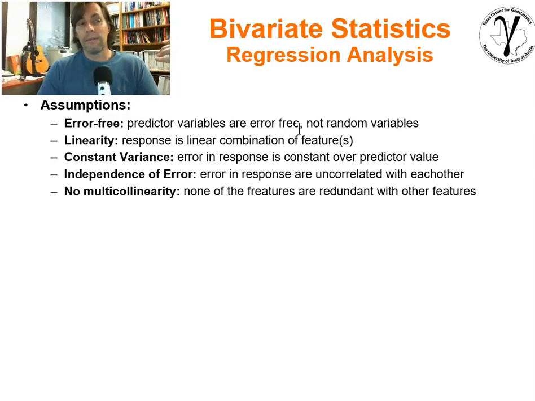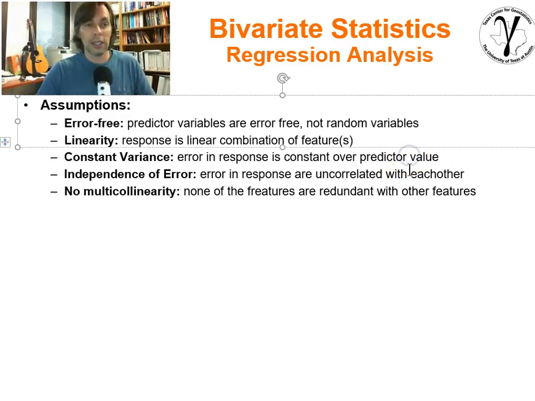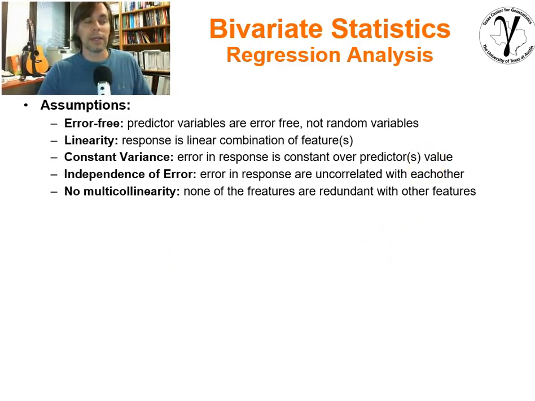Constant variance, that is homoscedasticity. The error in the response is constant over the range of predictor values. So it should not be changing based on the predictors. That variance should stay the same. Independence of the error. So any error in the response is uncorrelated with each other.